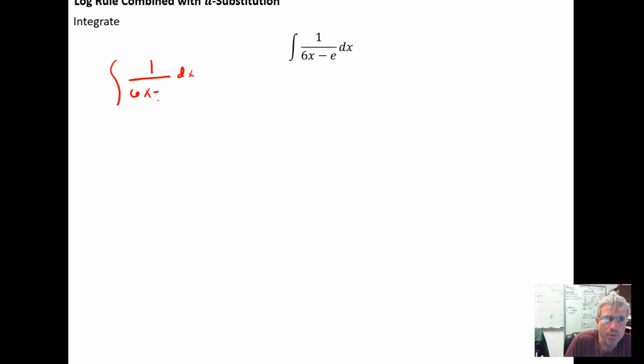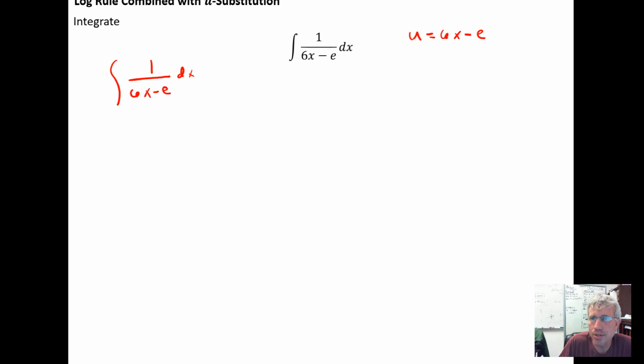And like I've mentioned before, when we introduced u-Substitution, most of the time if you're doing a u-Substitution, you could do the problem without one, and the u-Substitution is there to make things easier to think about. So in this case, what I want to do is use the substitution u equals 6x minus e. I'm going to let u equal the denominator.